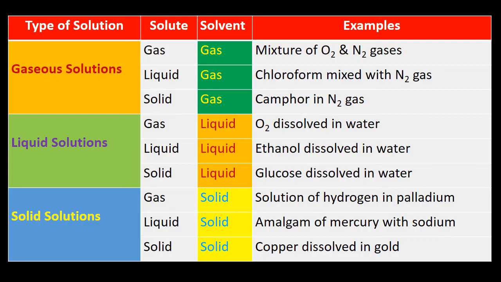In case of solid in gas solution, example is camphor in N2 gas. Here camphor is solute and nitrogen is the gas solvent. Second type is liquid solutions. Here liquid is the solvent, solute may be gas or liquid or solid. An example of gas in liquid solution is O2 dissolved in water. Here water is solvent and O2, that is oxygen, is a gas.